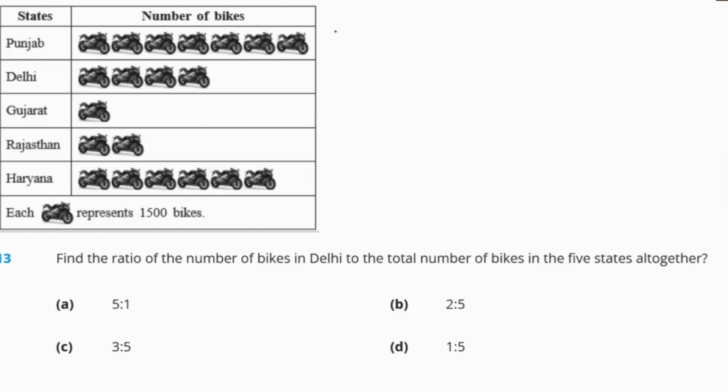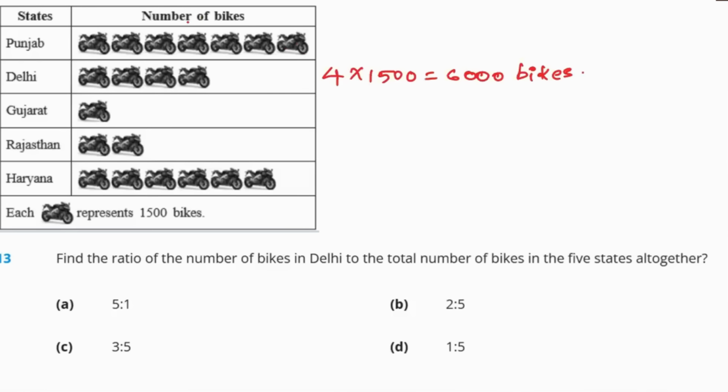So first we will find out the number of bikes in Delhi. Where is Delhi? Yes, 1, 2, 3, 4. Okay. 4 bikes means what? Each symbol of this bike represents 1,500 bikes. So 4 symbols means 4 into 1,500. So total that is 6,000 bikes. So in Delhi, there are 6,000 bikes.